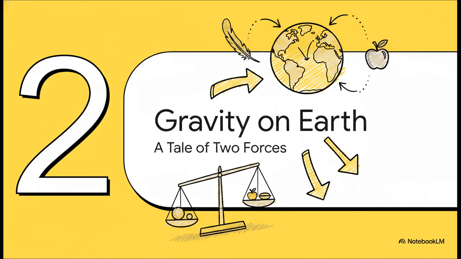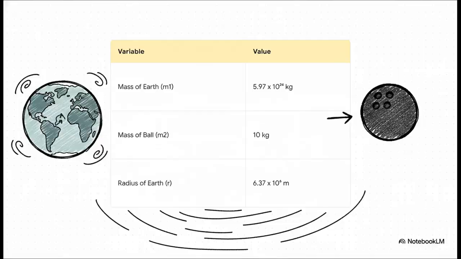All right, enough with the letters and symbols. Let's make this real. Let's see how this whole equation plays out on a scale we can actually understand by plugging in some numbers. So for our first example, let's take a regular 10-kilogram bowling ball. That's about 22 pounds, and calculate the gravitational force between it and, well, the entire planet Earth. And you can see here, Earth's mass is just mind-bogglingly huge.